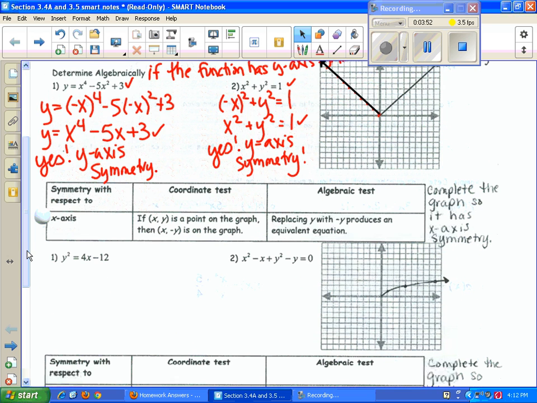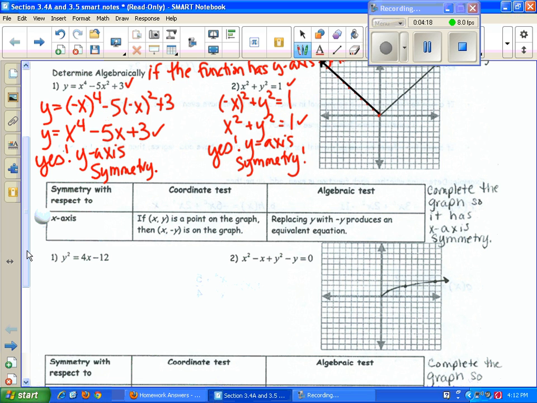The next thing that we're going to look at is symmetry with respect to the x-axis. The coordinate test is if (x, y) is a point on the graph, then you have to have (x, -y) on the graph. So this is opposite from the last problem that we did, because there you replaced x with negative x, and now we're replacing y with negative y. And the algebraic test, again, replace y with negative y. If it produces an equivalent equation, then we know that we have symmetry with respect to the x-axis.